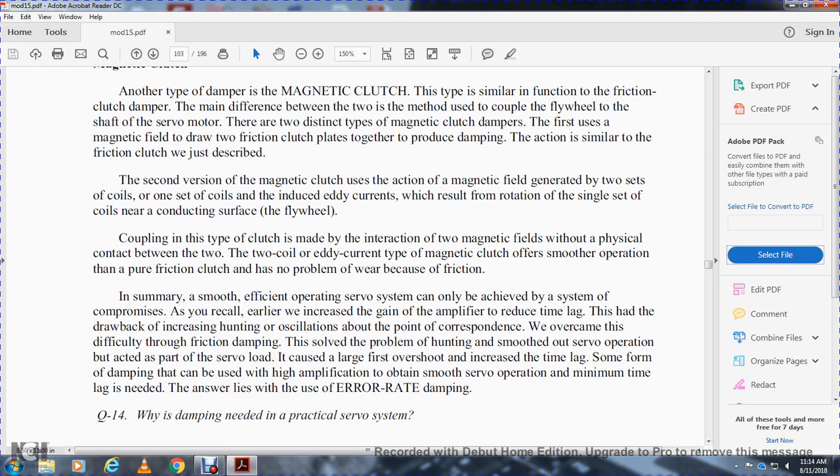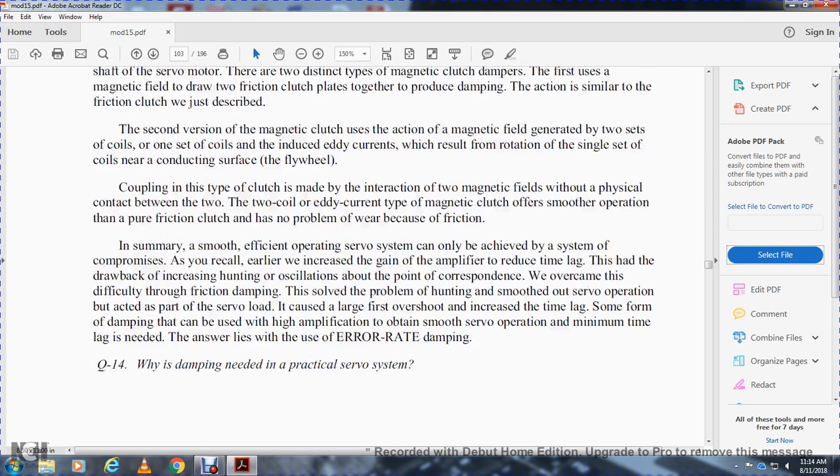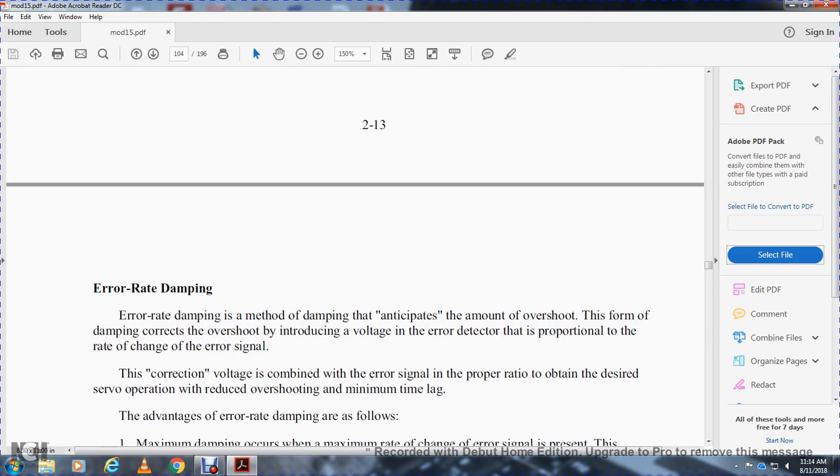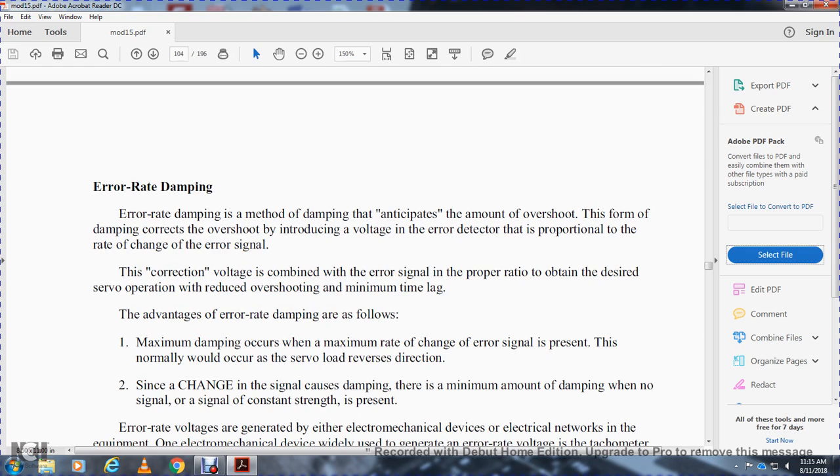Some form of damping can be used with a high amplification to obtain servo operation where a minimum time lag is needed. The answer lies in error rate damping. Error rate damping is a method of damping that anticipates the amount of overshoot and introduces the correction. A voltage proportional to the rate of change of the error signal is combined with the error signal in the proper ratio to obtain the desired servo operation.